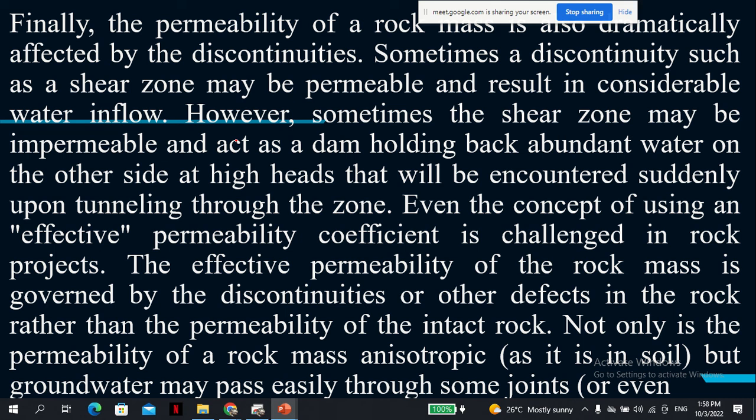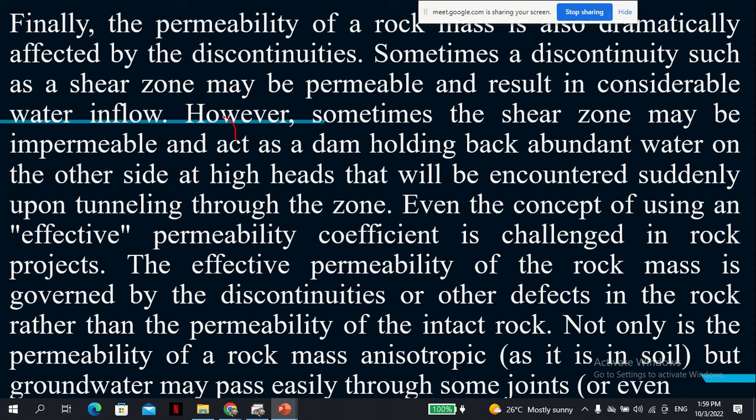Even the concept of using an effective permeability coefficient is challenged in rock projects, because it's actually very difficult if you think about it. Soil is made of particles such that water can seep through in a fairly uniform way. Now rocks, you can find one piece of intact rock here, mostly continuous and impermeable. Then you find a pocket of rocks with a lot of cracks and discontinuities, so water can flow through. So if, for example, you wanted to find the permeability of rock, it is difficult.